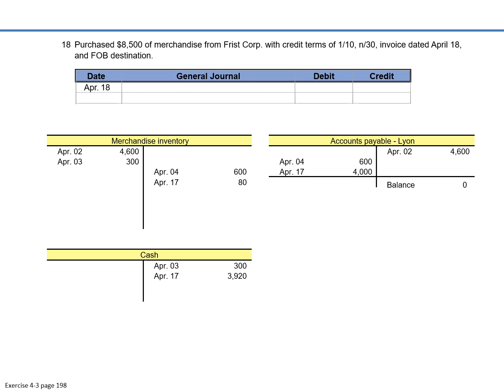Then in the next transaction, we purchased $8,500 of merchandise from Frisk Corp, with credit terms of 1/10, net 30, an invoice dated April 18th, shipped FOB destination. So we as the buyer are not responsible for the shipping costs because they don't become our property until they reach the destination. So we're going to record merchandise inventory of $8,500. We're going to record an accounts payable to Frisk of $8,500. Post those to our T accounts.